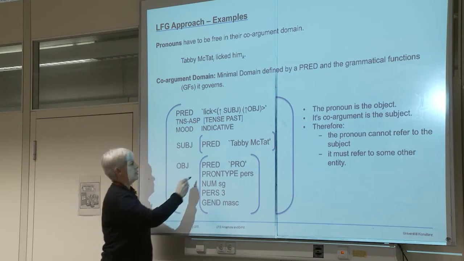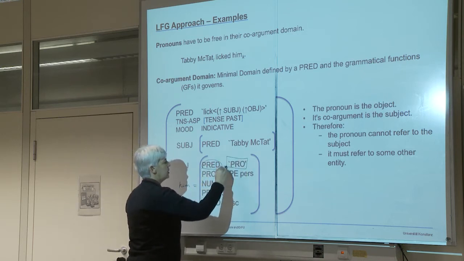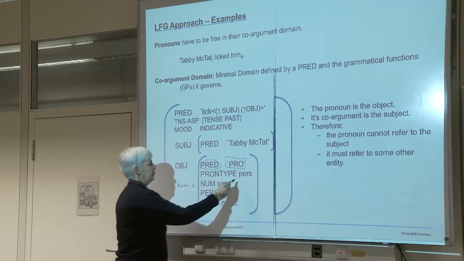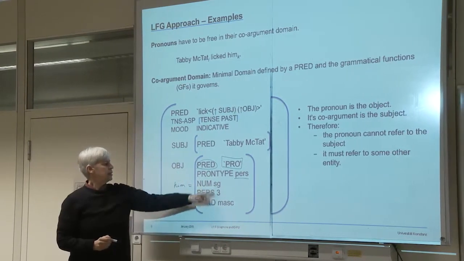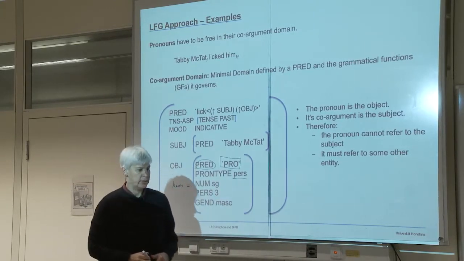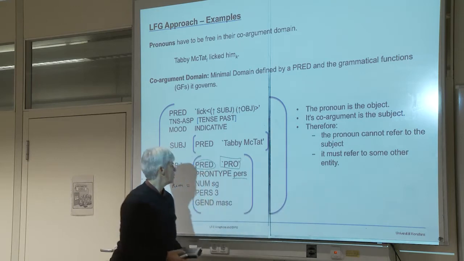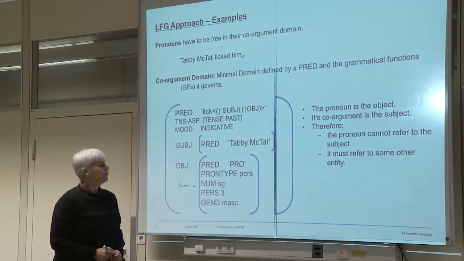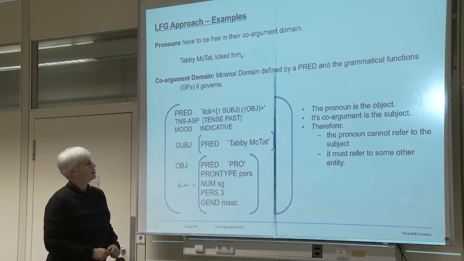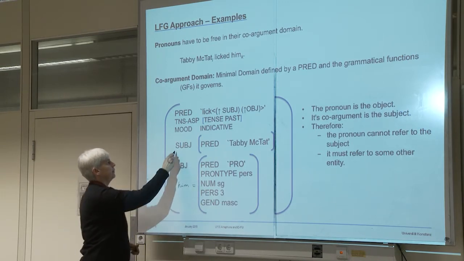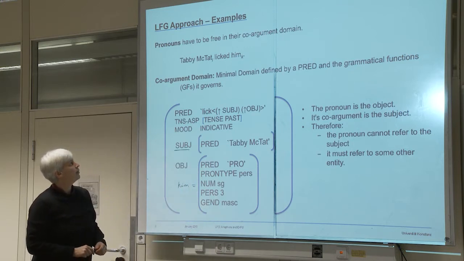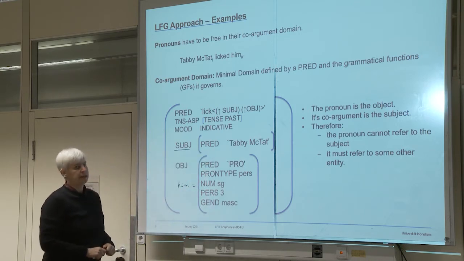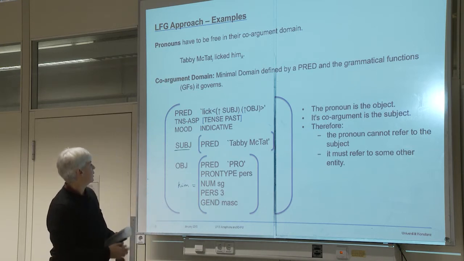And the way pronouns look in LFG is you have a pred. And the traditional way of doing it is to call it a pro there. Actually, should be a little pro anyway. You give it a pron type. And a singular, number singular, person 3, gender masculine, etc. Okay. So this is our pronoun. The pronoun has to be free in its co-argument domain. What's its co-argument? Subject, this one here, right? So it cannot refer to Tabby McTat. So him cannot be this cat. So it must refer to some other entity. So it's somebody else. Okay, so he licked some other creature.